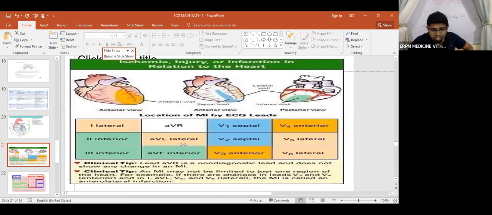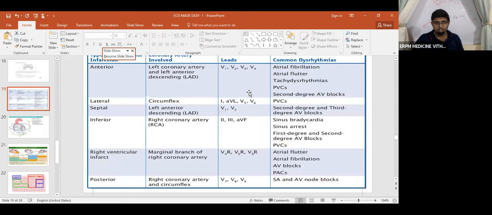Lead 1, AVL, V5, V6 look at the lateral surface of the heart. V1, V2 is looking at the septum. V3, V4 is mainly anterior. Lead 2, 3, AVF is looking at the inferior. AVR is non-localizing, we'll discuss it later. So V1 to V4 is the anterior.